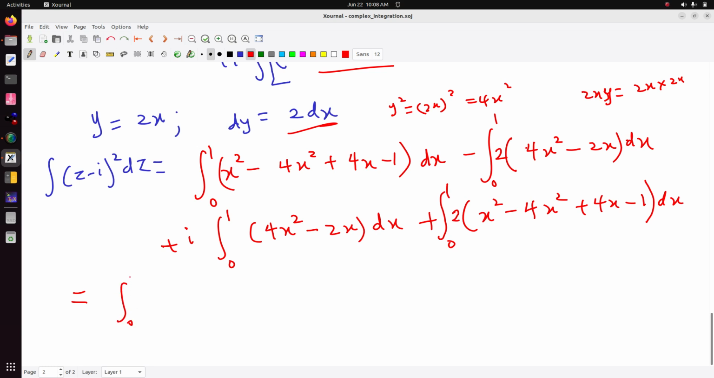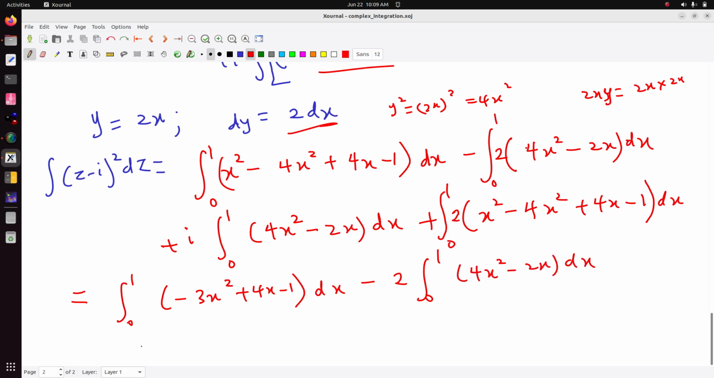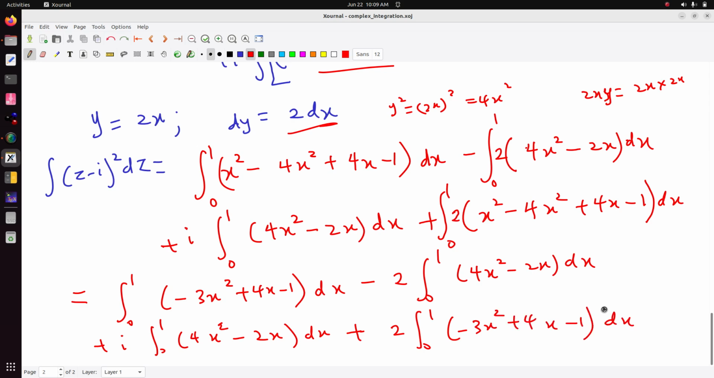So we can write it as integral 0 to 1 of minus 3x cubed, 3x squared plus 4x minus 1 dx, minus, we can take the 2 outside, integral 0 to 1 of 4x squared minus 2x dx, plus i integral 0 to 1 of 4x squared minus 2x dx, then plus, we can take the 2 outside as well, integral 0 to 1 of minus 3x squared plus 4x minus 1. So we now carry out the integration.